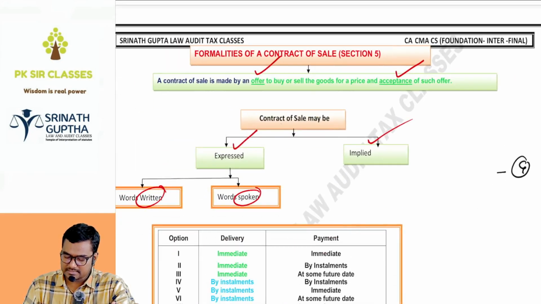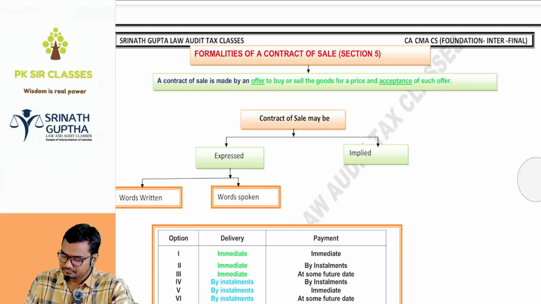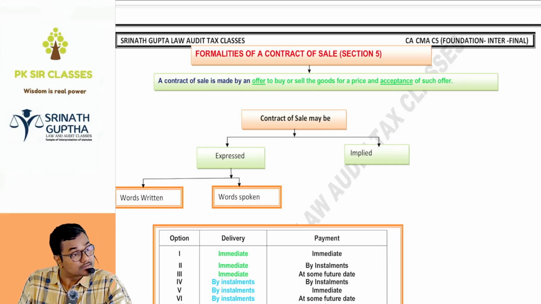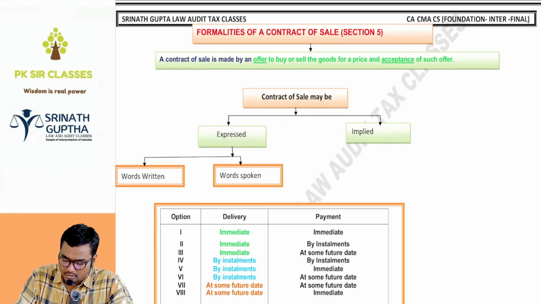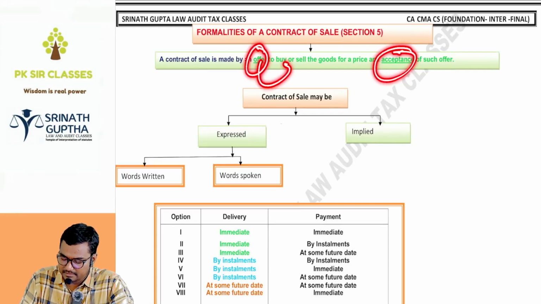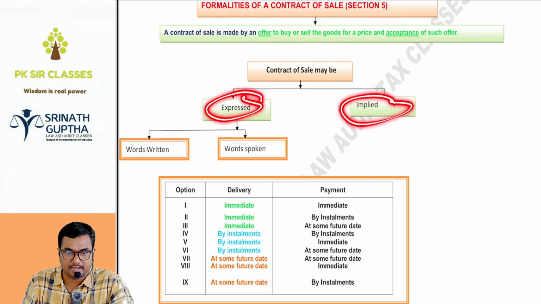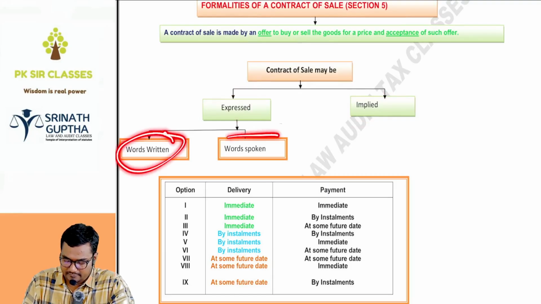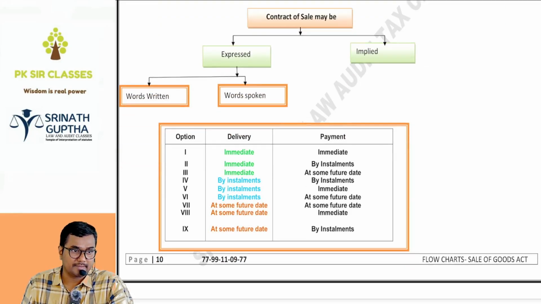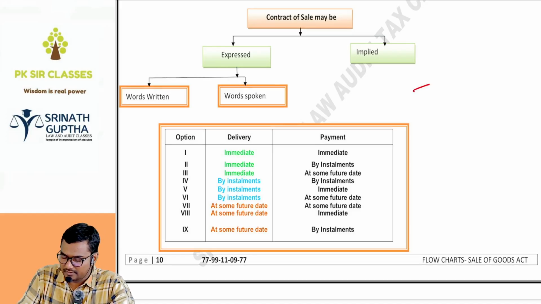Next, formalities of the contract of sale, section 5. What are the formalities? To enter into a contract of sale, there must be offer, there must be acceptance. Offer by one party, acceptance by another party. Contract of sale may be expressed or it may be implied. If it is expressed, words may be spoken or words may be written. And delivery and payment. In SOGA, 3 things will be there. One is payment of the price, delivery of the goods, other one is the property or ownership.